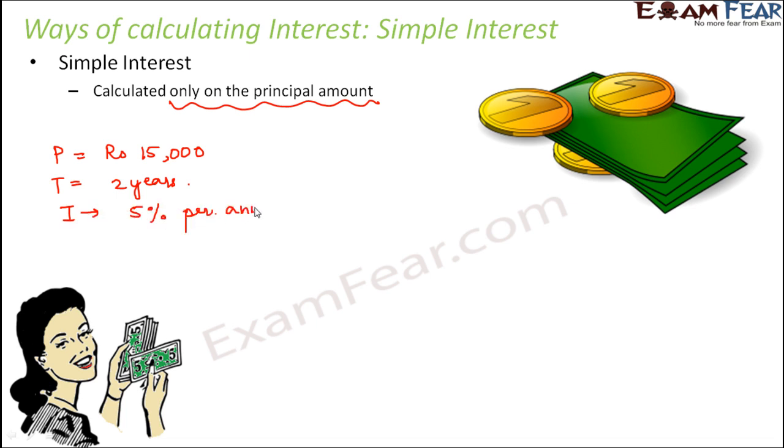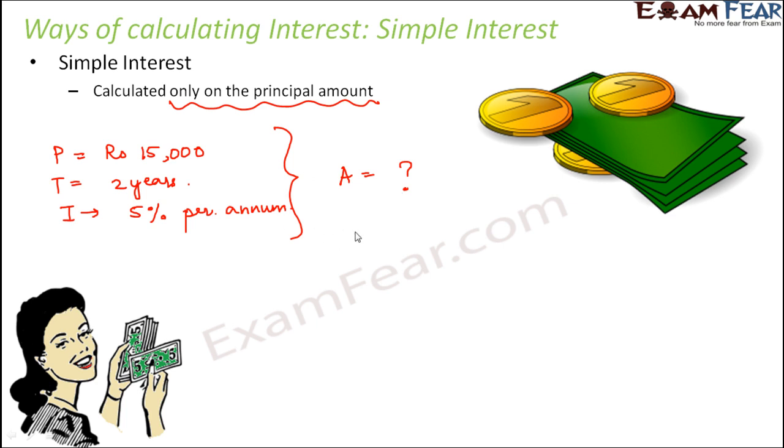What do we mean by 5% per annum? It means the rate of interest is 5%. So the interest is given in percentage for a period of 1 year. Per annum is basically per year. That means in 1 year, you would be charged 5% of the principal amount as interest. Now the question is, if she has kept this in the bank, how much money will she get back after 2 years?